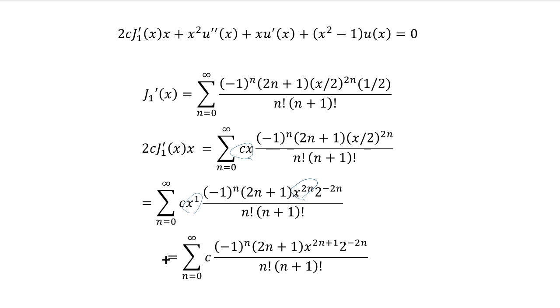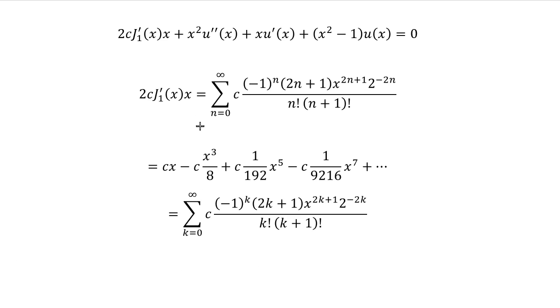Okay, now to understand what's really happening, it's quite nice to write out what this summation means. So when n is 0, you have 0 factorial, which is 1, and 1 factorial, which is again 1. When you plug in 0, this is just 1. This is 2 to the 0th power, so that's just 1. So everything's 1, even this is 1. So you just get cx if you write down the very first term.